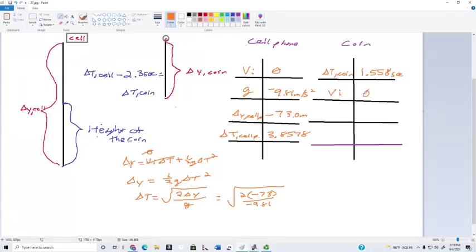I want to realize that the coin also starts at 0 and is also in the hands of Earth, so it gets 9.81 meters per second squared. Now I want to figure out the delta y of the coin. I'm just going to put c for coin. Let's see what equation we need. It looks like we need the same equation, but we don't have to isolate the t this time.